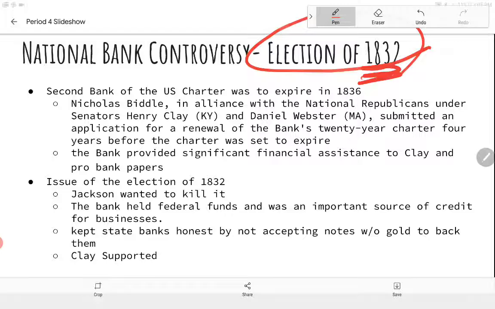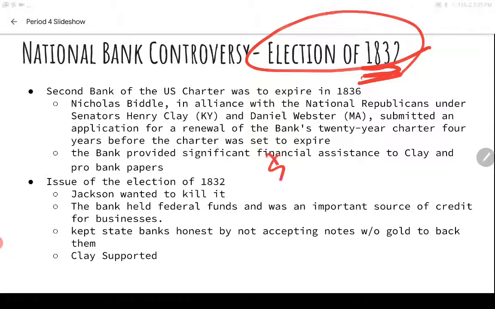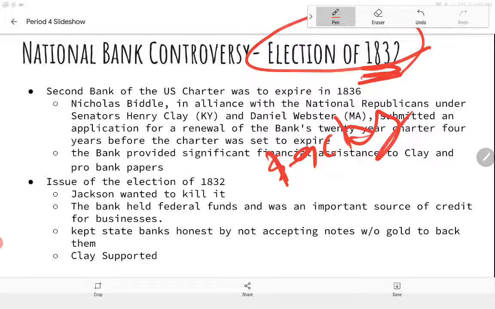On top of that, Nicholas Biddle is going to give money. Imagine, right, this guy's going to give money to Clay, right? And so Nicholas Biddle and the Bank of the United States are giving money to stop Jackson. So this becomes a major issue of the election of 1832. Jackson wants to kill the bank. Nicholas Biddle is giving money to those who are opposing Jackson. And so what Jackson wants to do is put this money into state banks.